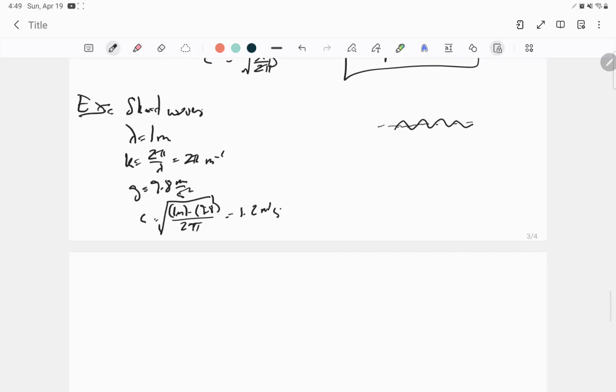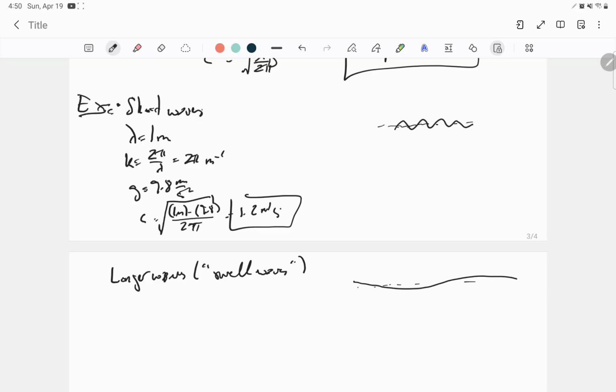Now, longer wavelengths are called swell. So short waves travel at a speed of about 1 meter per second. But longer waves, which are often called swell waves or just swell, would look something like this. So very long waves where the wavelength is quite long, whereas here the wavelength is very short. And so let's say lambda equals 100 meters.